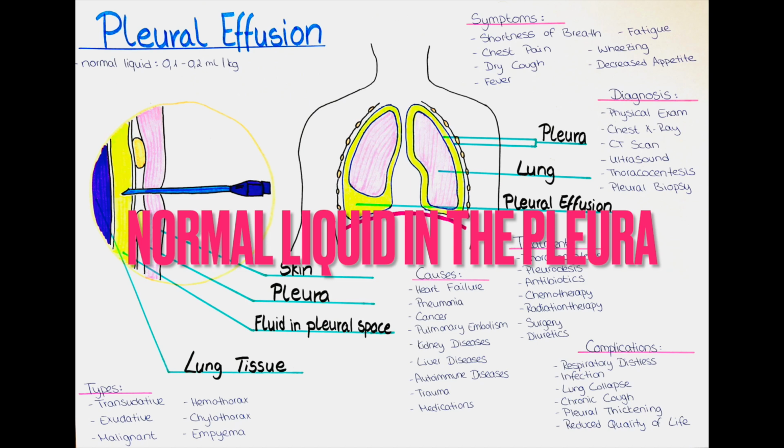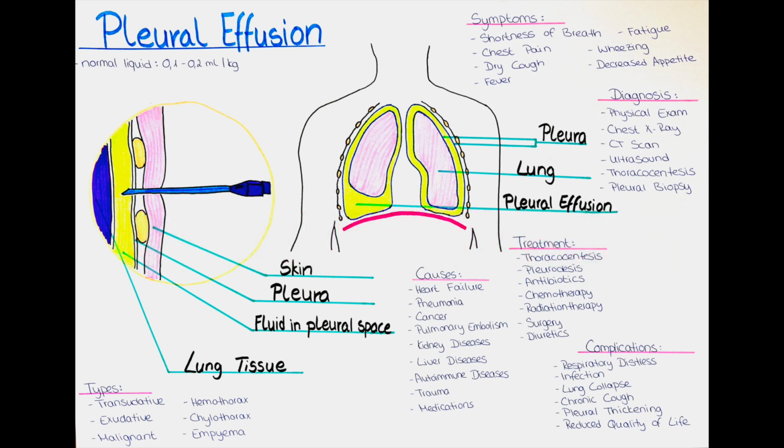Is any amount of liquid in the pleura abnormal? Normally, there is a small amount of fluid in the pleural space, so the space between the visceral and parietal pleura, that acts as a lubricant, allowing the two layers to slide smoothly over each other during breathing. The amount of fluid present in the pleural space is normally around 0.1 to 0.2 milliliters per kilogram of body weight, which is approximately 5 to 15 milliliters in an adult. This small amount of fluid is constantly being produced and reabsorbed by the pleural membranes.